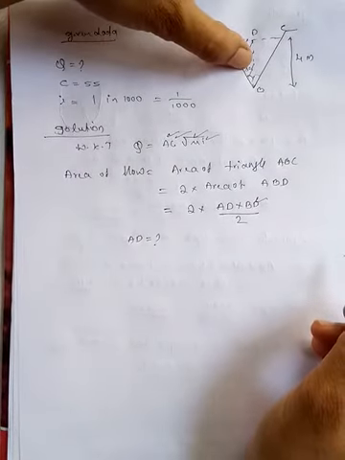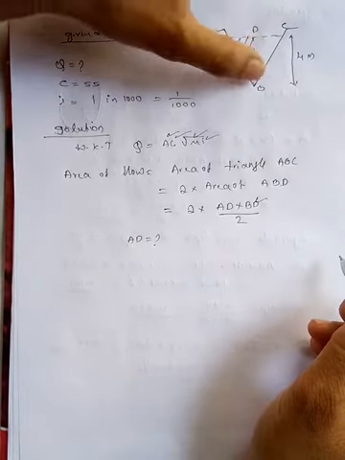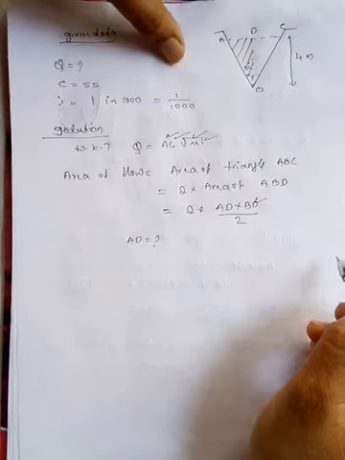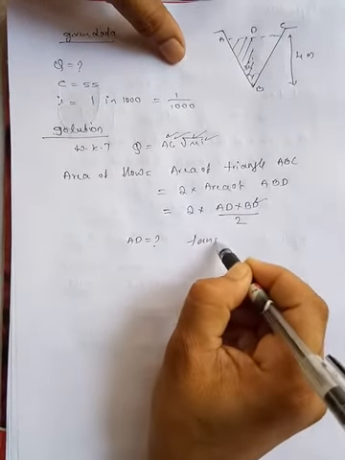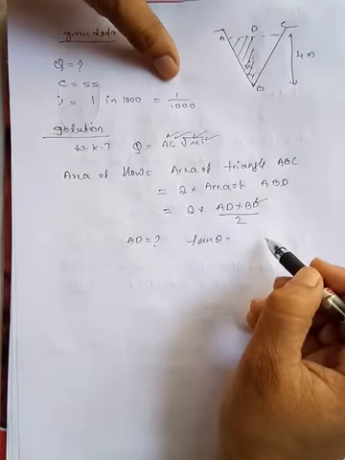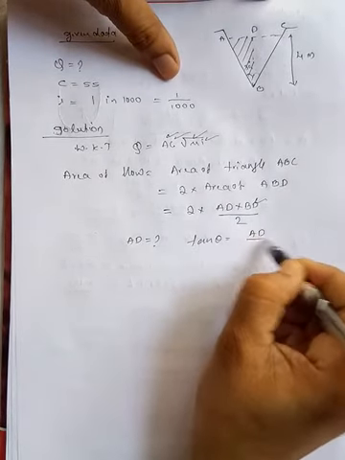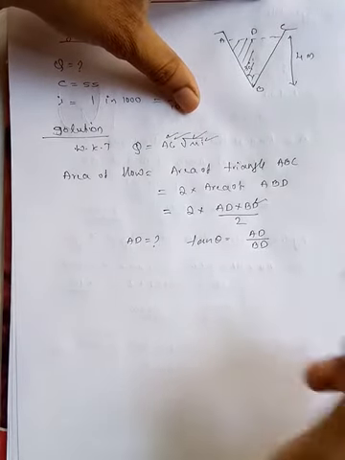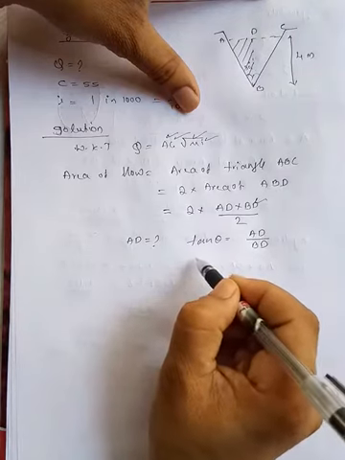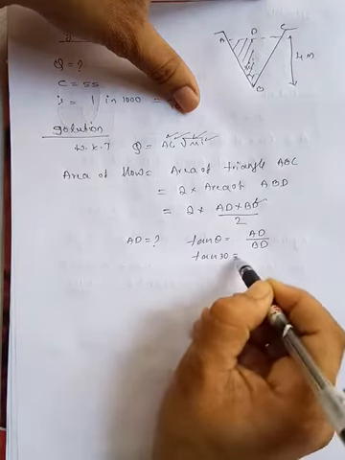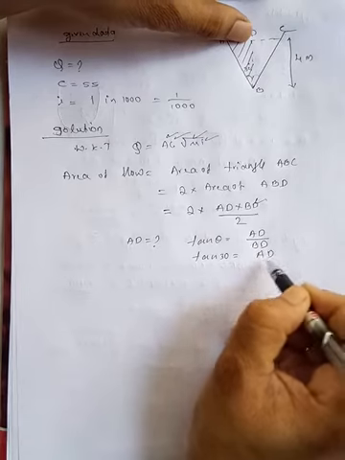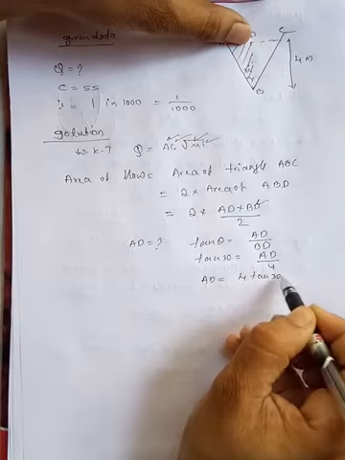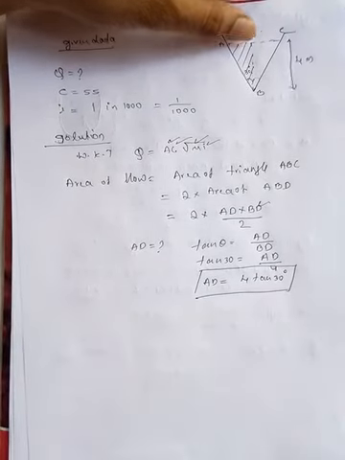See here, the angle is 30 degree and the depth is 4 meter. By using this data, you can find out the top side. So here, you know tan theta is equal to opposite by adjacent, AD divided by BD. So tan 30 is equal to AD by 4. So AD will become 4 into tan 30 degree.